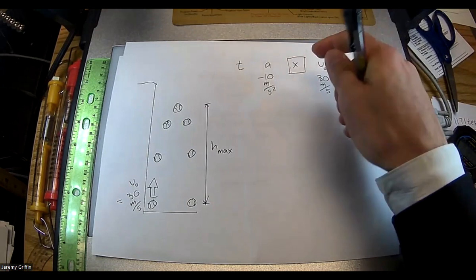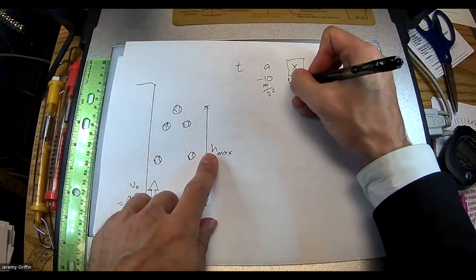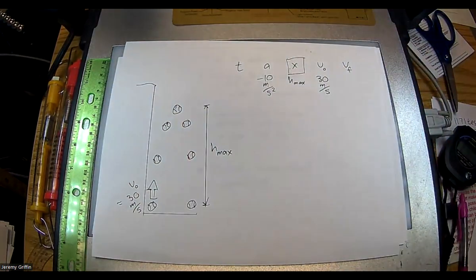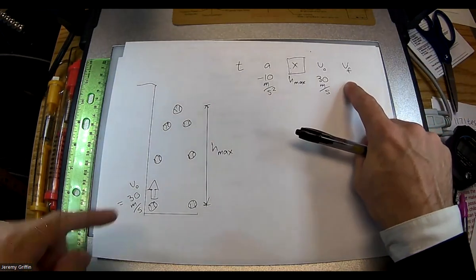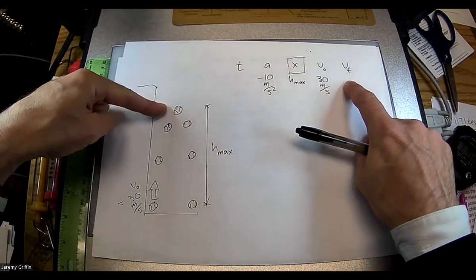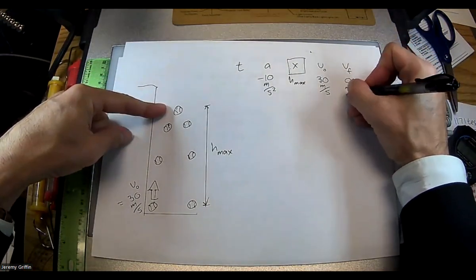Yeah, okay, so we're trying to solve for a displacement. Call it H max. That's what we're trying to solve. Okay. There's one more thing we actually do know. The velocity final. What's final velocity right here? 0 meters per second. Okay?